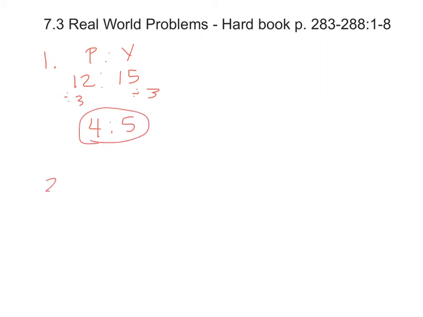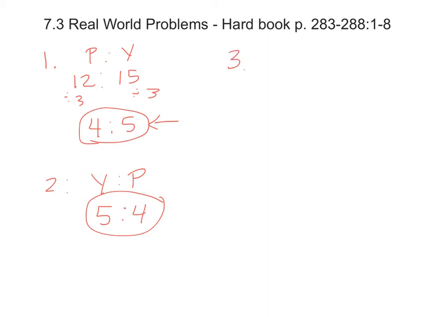Number 2 simply wants to know what the number of yellow roses is to pink roses. So I simply have to take my lowest term answer and put it backwards. So 5 to 4 instead of 4 to 5.